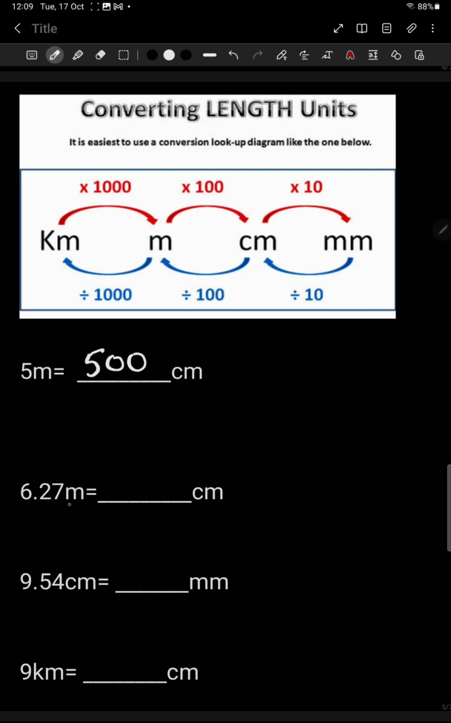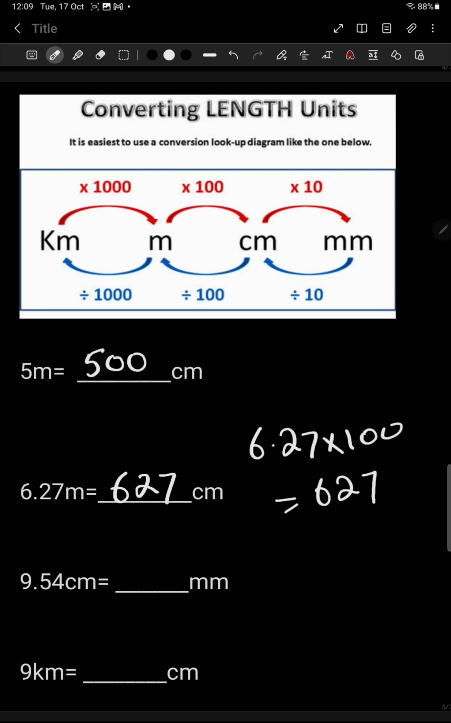Now 6.27 meter, again into centimeter. So meter to centimeter, we will multiply by 100. So 6.27 multiplied by 100 will give us, the decimal will move 2 places. It will give us 627. So 627 centimeter.